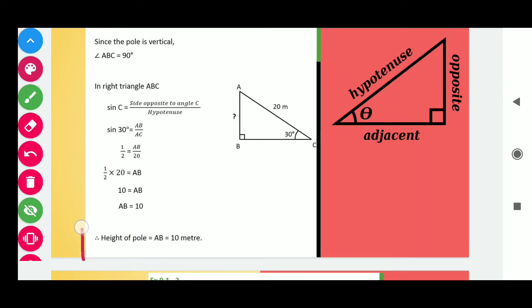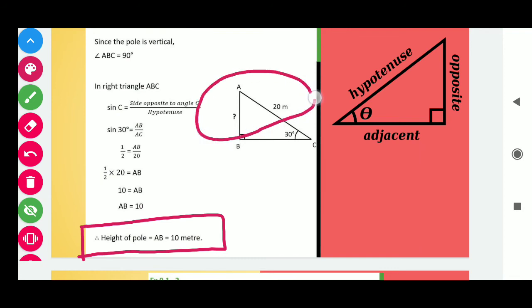So students, in this way you can see that this question is very easy. You have to just identify what is given and what we should find, and what is the relation among them.